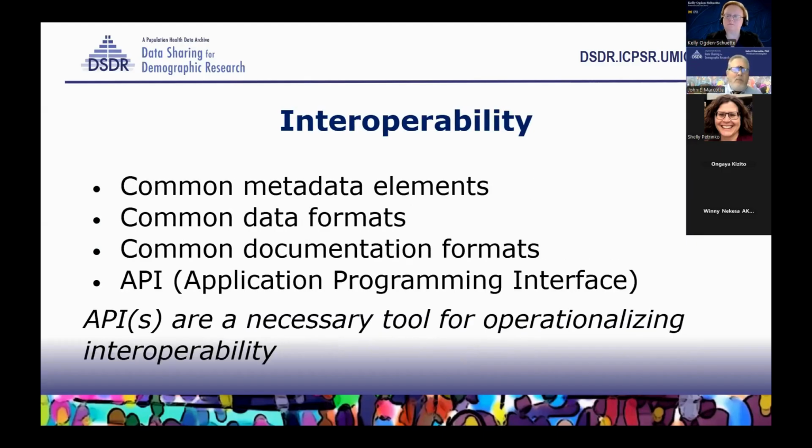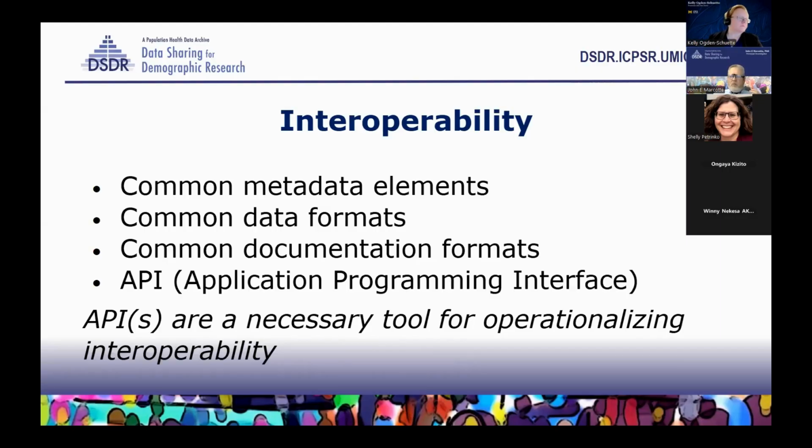Interoperability is the I in FAIR. A lot of people know what access means and what reusable is, but interoperability is particularly important because that's what allows catalogs to communicate with each other. That's what allows repositories to communicate with each other. So we have common metadata elements, common data formats, common documentation formats. The common documentation is something that ICPSR excels at.